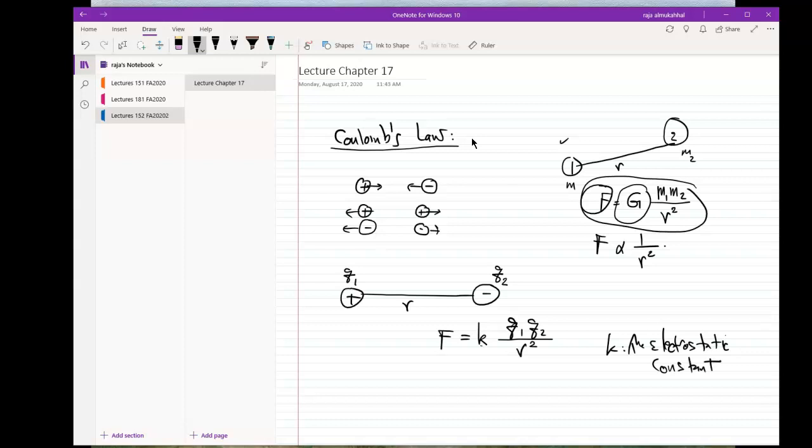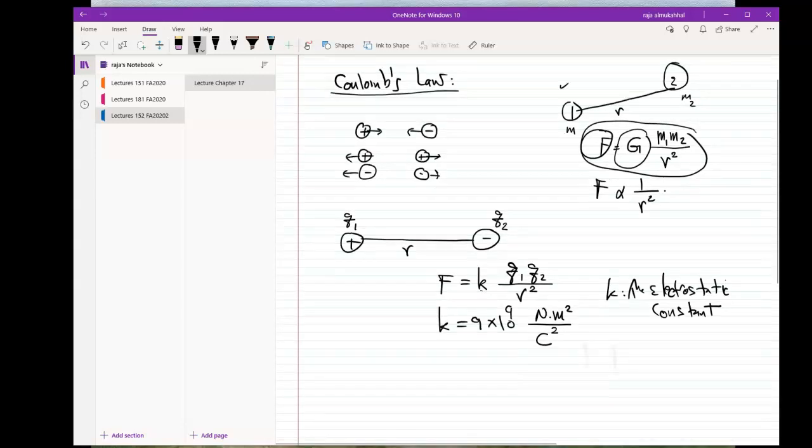Okay, and this value has a certain value to it. It is approximately 9 times 10 to the 9. The unit on it is Newton meter squared over Coulomb squared. Coulomb, of course, is the unit of the charge. I assume you've done your reading assignment and you know all about that.